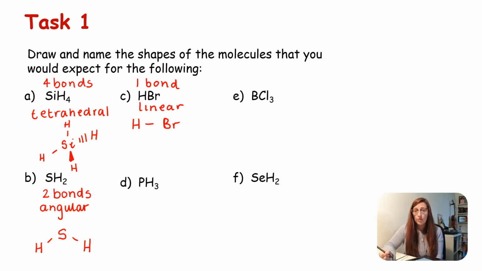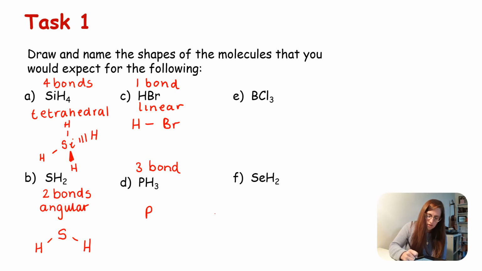For D, we've got phosphorus bonded to 3 hydrogens, so that is going to be a 3 bond molecule. Phosphorus up the top bonded to a hydrogen. We'll also have a wedge bond here to show that this hydrogen is in front of the plane, and this one is behind the plane. In fact, I can probably draw that a little bit better, I think. There we are.